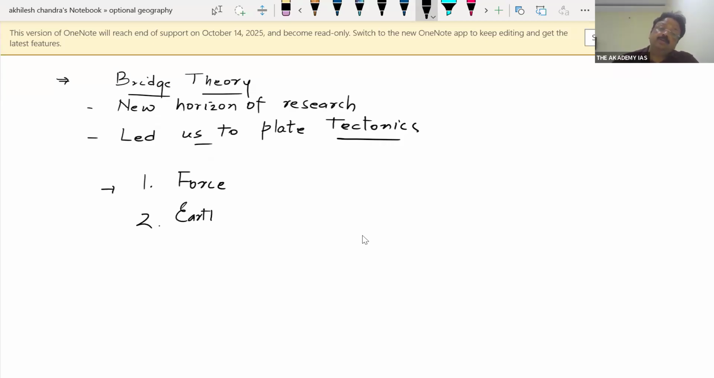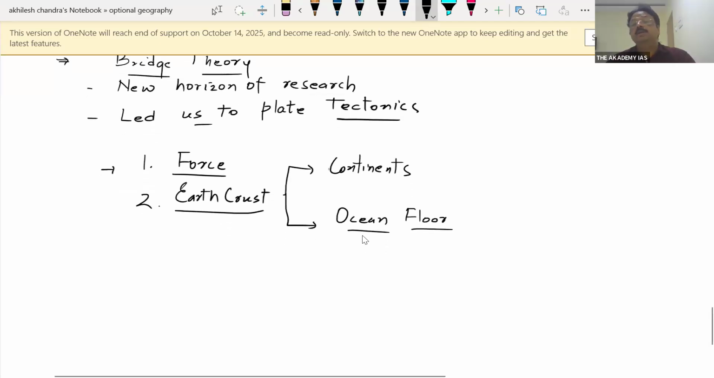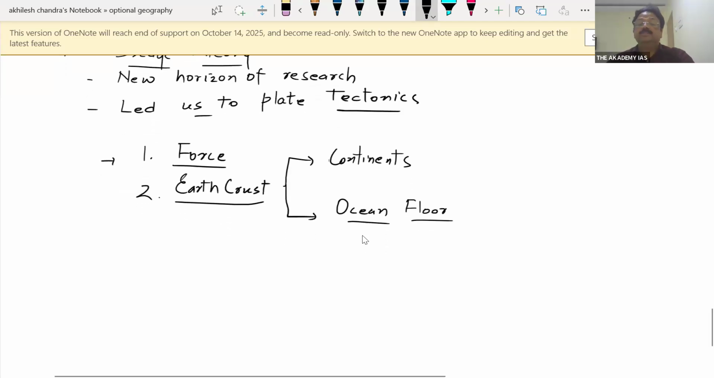On the earth crust, we happen to have continents, which can be seen. But what is going on inside the ocean is not known. So the first thing was to discover the force as well as to discover the ocean floor. These were the things which were required. And it was thought, let's talk about the ocean floor also, because we do not know what exactly is going on inside the ocean.